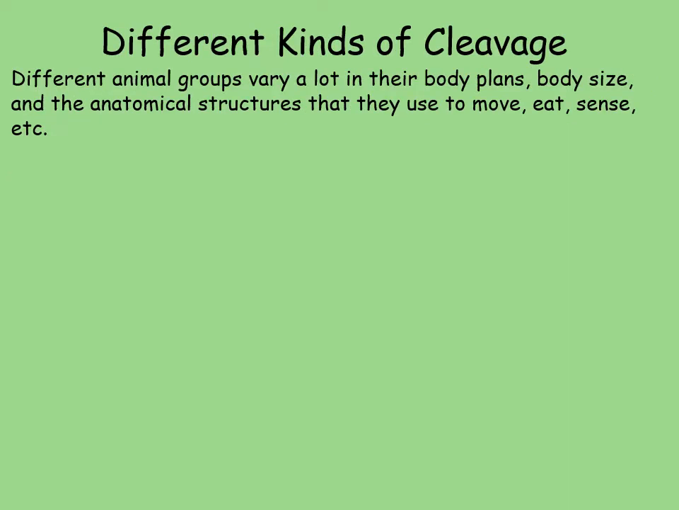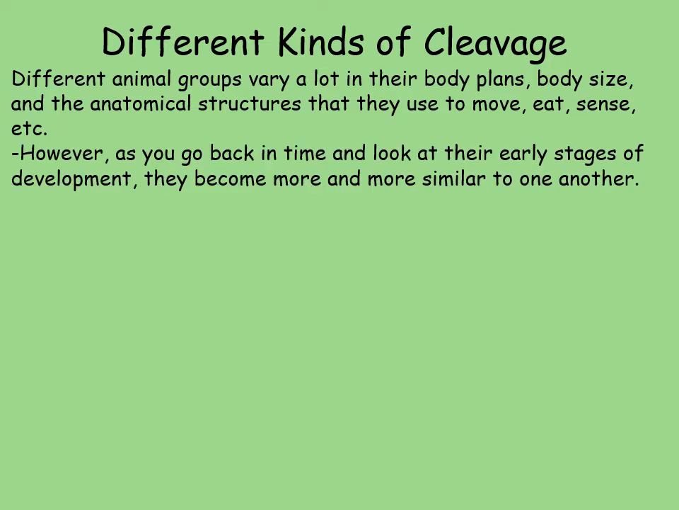So we spent some time surveying embryological development in other groups, but now let's specifically look at the development of animals. If you look at animals as adults, they vary a lot in their body plans, their body size, and the anatomical structures that they use for moving, eating, sensing, etc. So if you look at the full adult, there's not that much similarity if you're comparing a chordate with a segmented worm or with a cnidarian. But if you look back in time and look at the early stages of development, all of these different animal groups become more and more similar to one another.